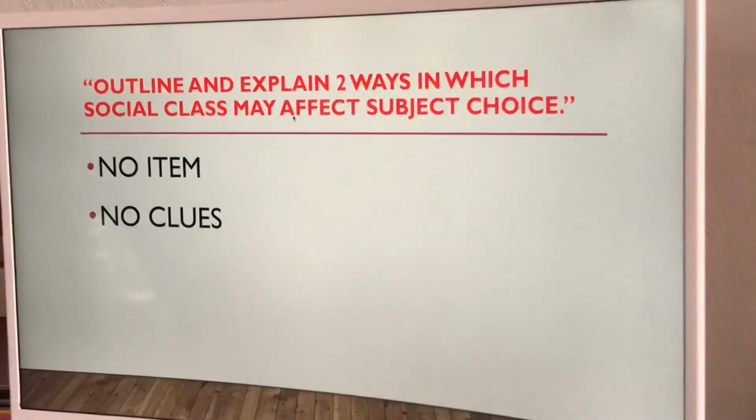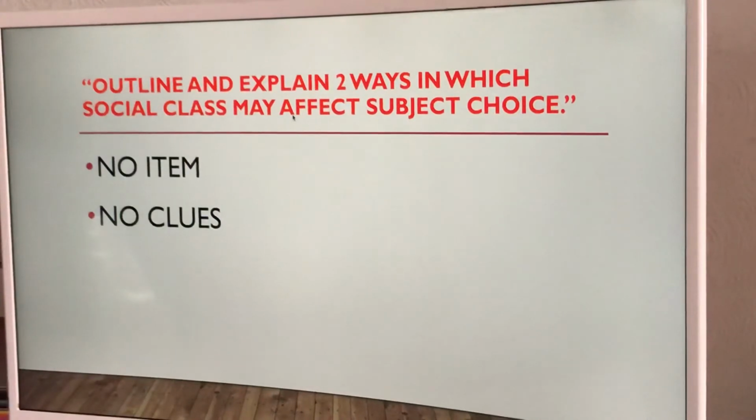So for example, take the question: outline and explain 2 ways in which social class may affect subject choice. All of you would have had to think of that outside of yourself. And those pupils that linked class together with subject choice, and actually talked about subject choice and not gender and not other things which you may have felt inclined to do, will have done well, okay? And that is sometimes just common sense thinking, guys.